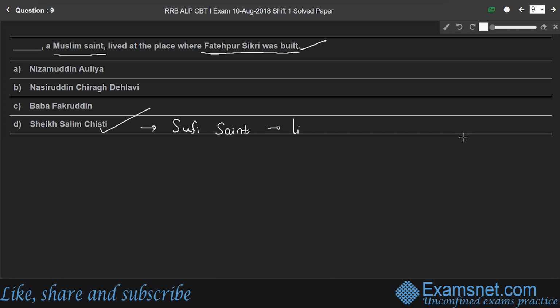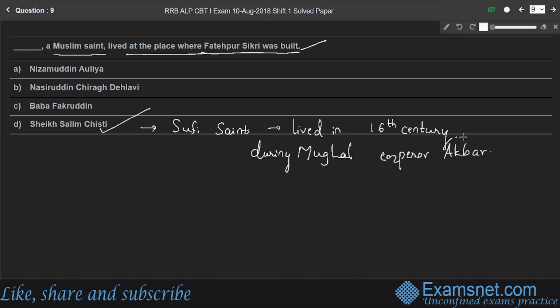He lived in the 16th century during the Mughal Emperor Akbar. So Sheikh Salim Kishti, a Muslim saint, lived at the place where Fatehpur Sikri was built. Option D is the right answer.